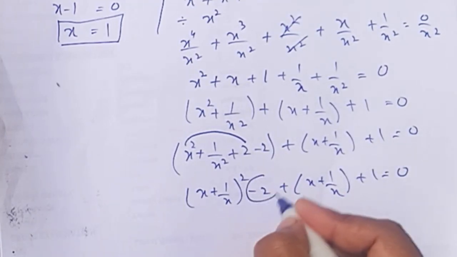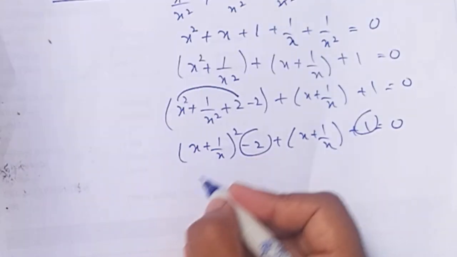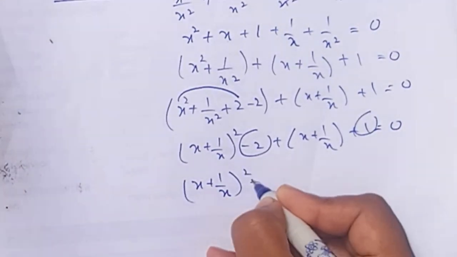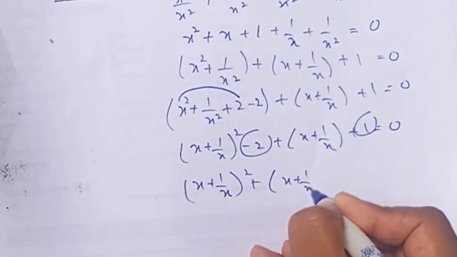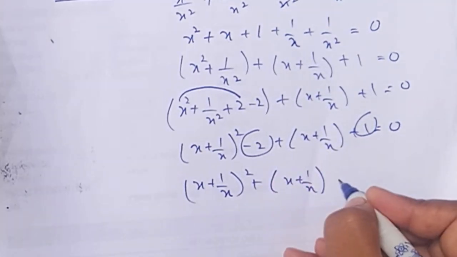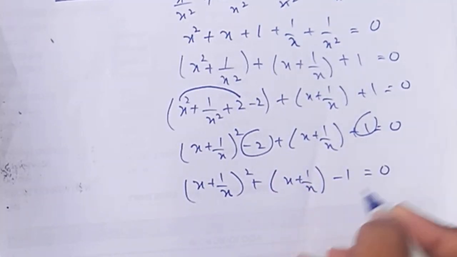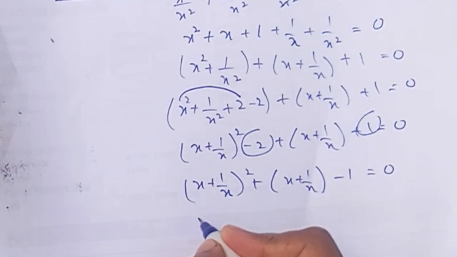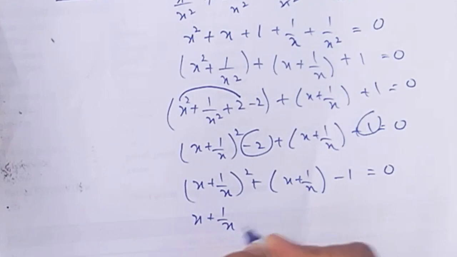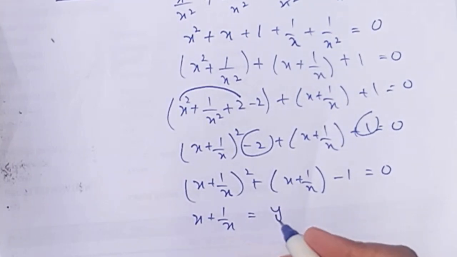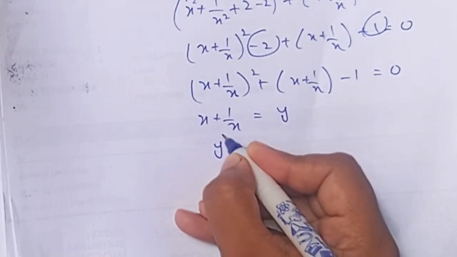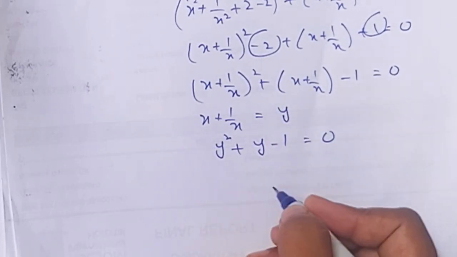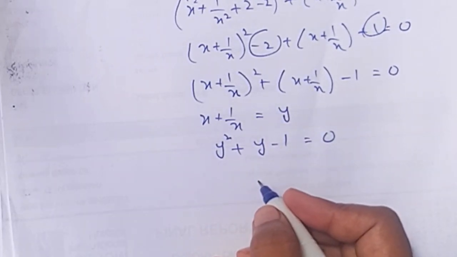Now we solve these two values. So this becomes (x plus 1 over x) whole square plus (x plus 1 over x) minus 2 plus 1, which is minus 1, is equal to 0. Now in the next step we let x plus 1 over x be equal to y, then the above equation becomes y square plus y minus 1 is equal to 0, and this is a quadratic equation.